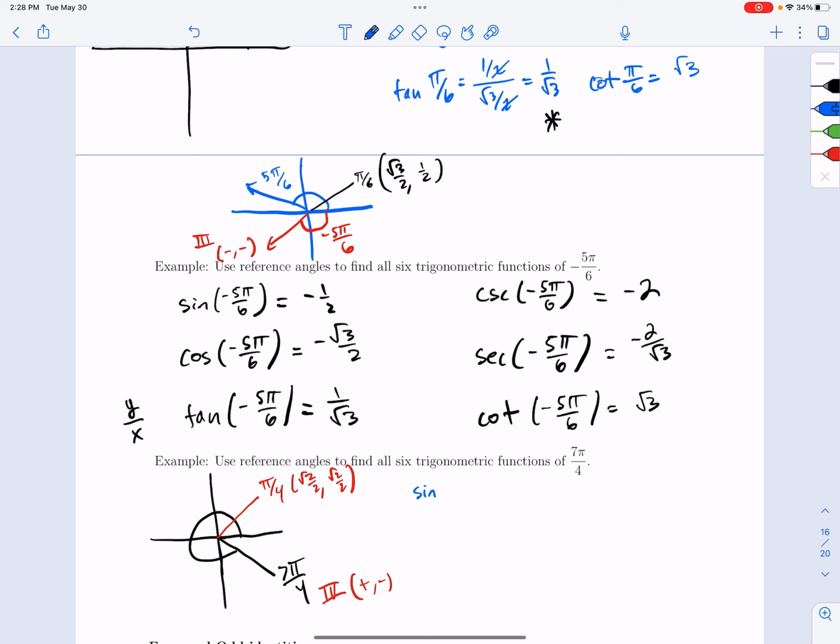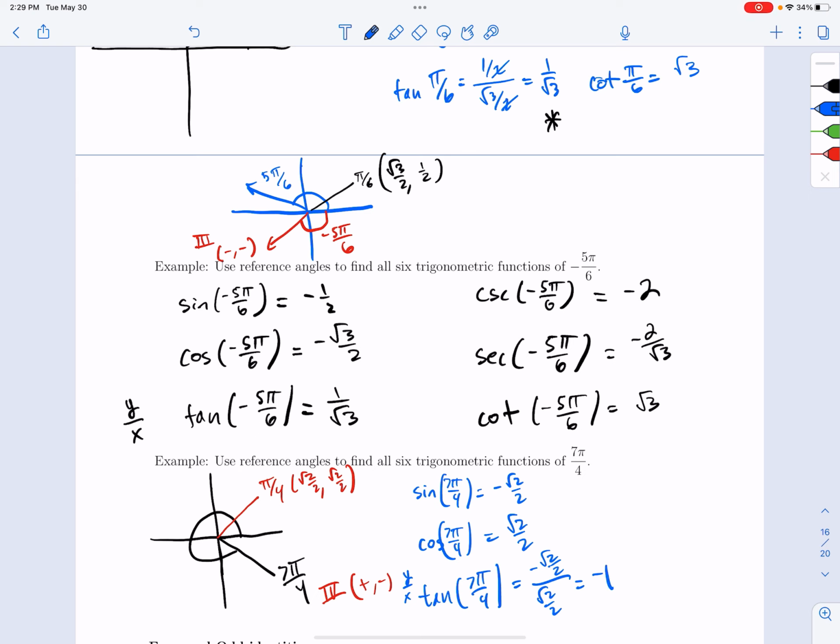So going through, sine of 7 pi over 4. That's going to be the y coordinate. So root 2 over 2, but it's negative. So negative root 2 over 2. Cosine of 7 pi over 4. That's going to be positive root 2 over 2. Tangent of 7 pi over 4. Well, this is the same x and y coordinates where the y value is negative. So remember, tangent is y over x. So this is negative root 2 over 2 divided by root 2 over 2, which is negative 1.